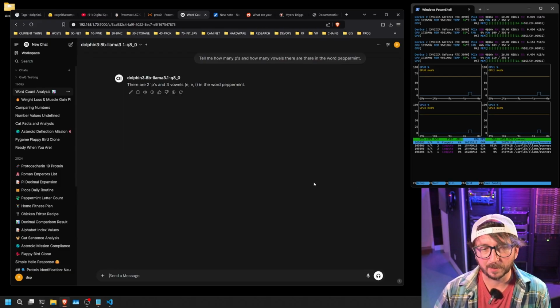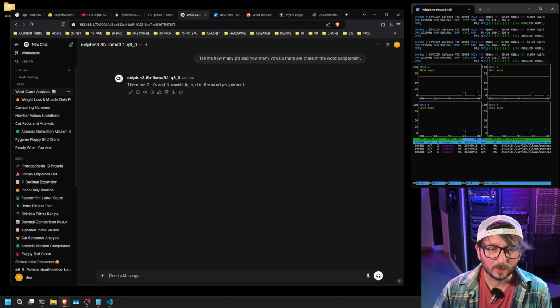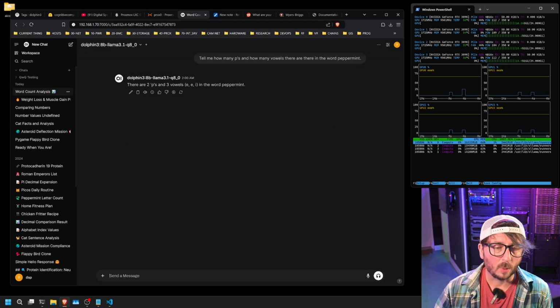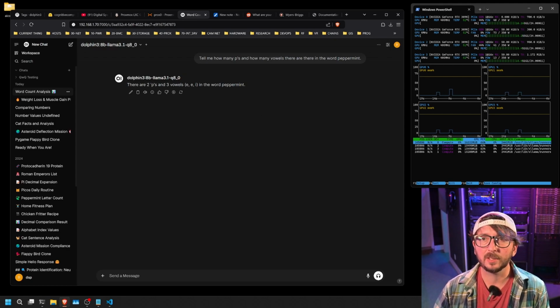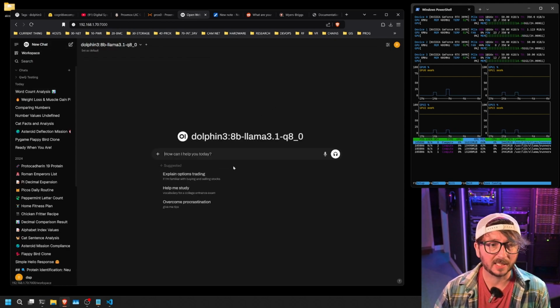And this is Parsing Peppermints. There are two P's and three vowels, E-E-I, in the word peppermint. Okay, so how many P's and how many vowels are there in the word peppermint? And it got this one correct. There are two P's and three vowels, E, E, and I, in the word peppermint. So I like to see that. I mean, that's good. Got that one right. We've seen models not get that right in the past.